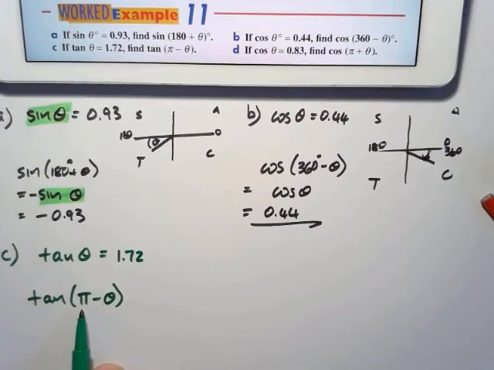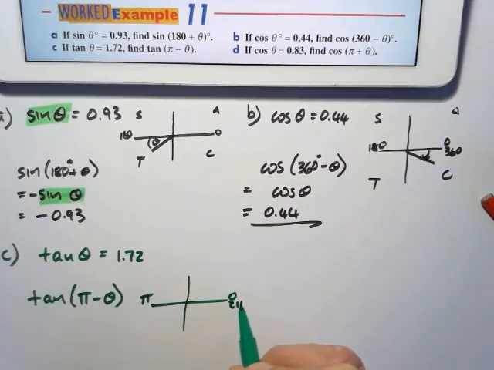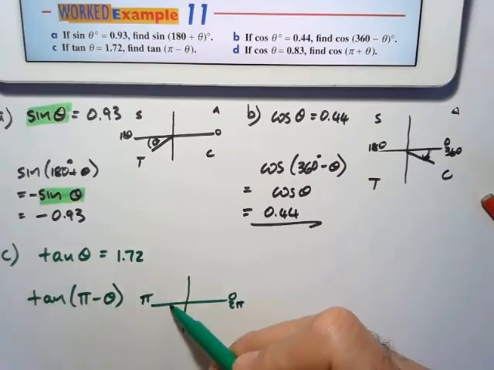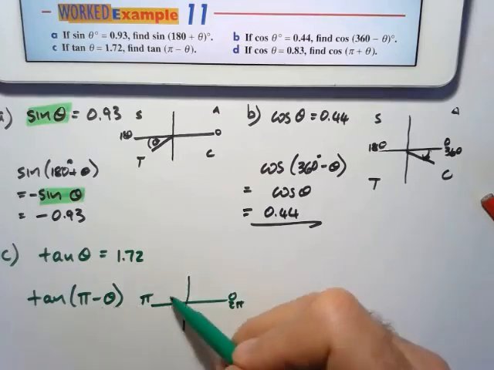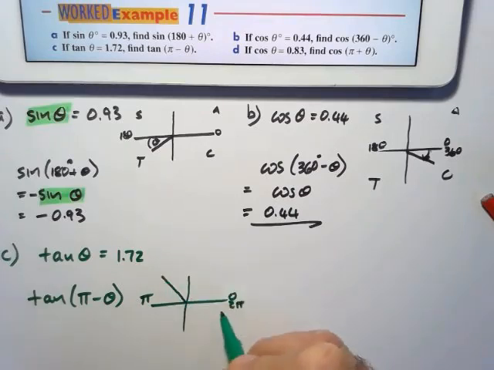If they give you radians, then you have to work in radians. So I have to do a cast diagram to see where this is. This is 0, this is pi, this is 2 pi. So pi minus theta, that's pi. Negative means pi take away, means I'm going back into my diagram there. So this is my cast.